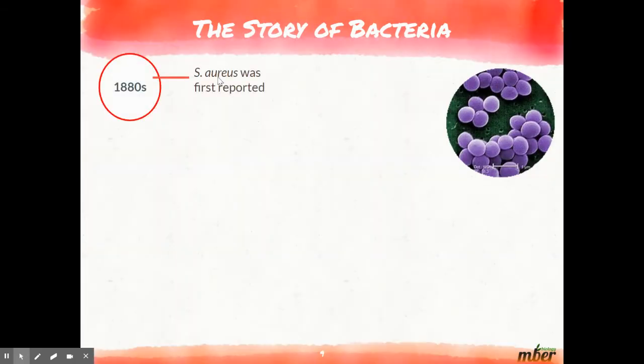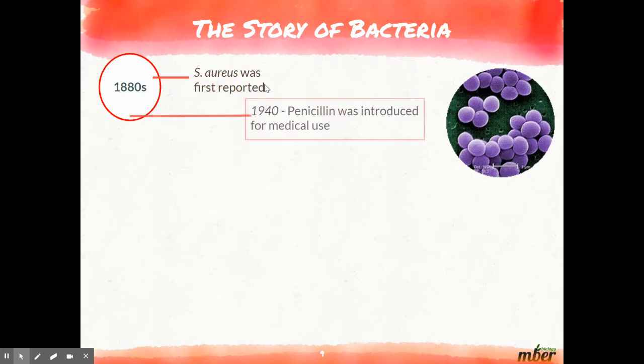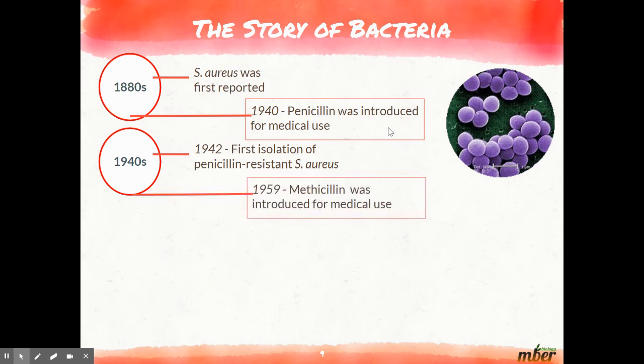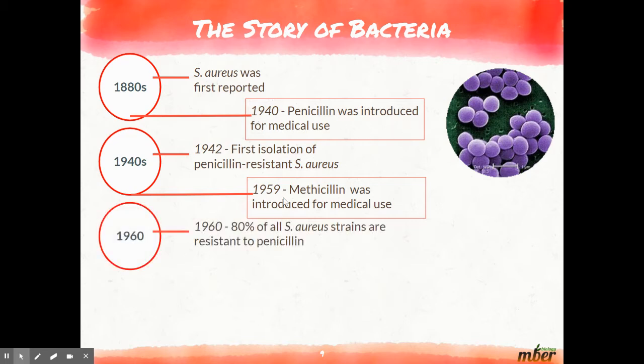Remember, you can always press pause. So in the 1880s, S. aureus was first reported. In the 1940s, penicillin was introduced for medicine use. By 1942, the first isolation of penicillin-resistant S. aureus existed. So that meant that penicillin was no longer effective to this bacteria. By 1959, methicillin was introduced for medical use, and within a year, 80% of all S. aureus strains are now resistant to penicillin. By 1961, the first report of methicillin resistance.